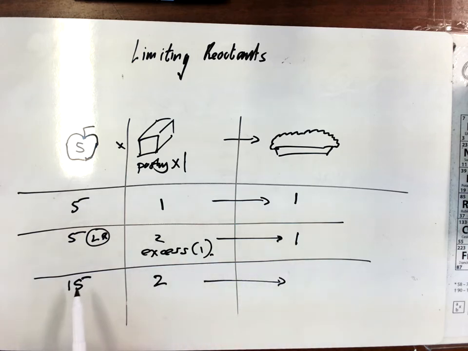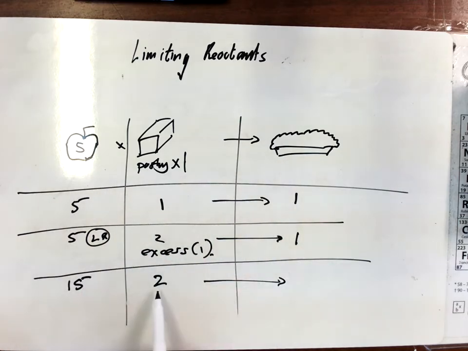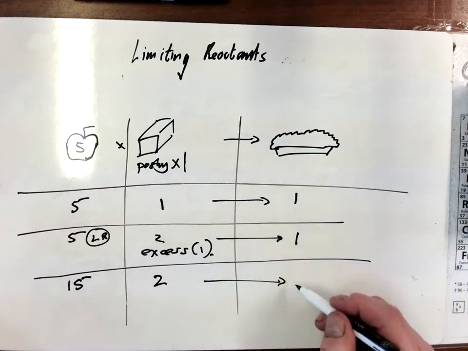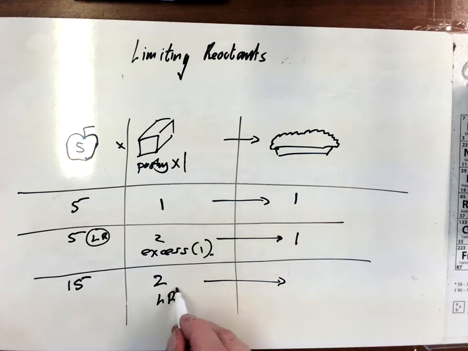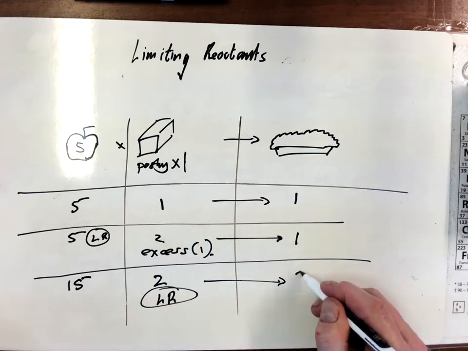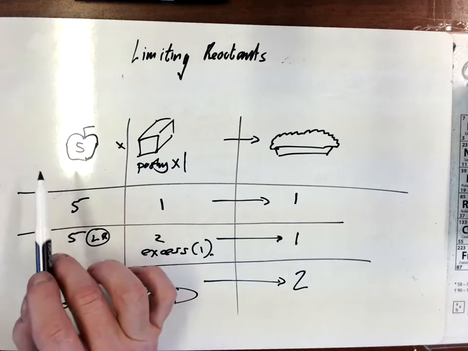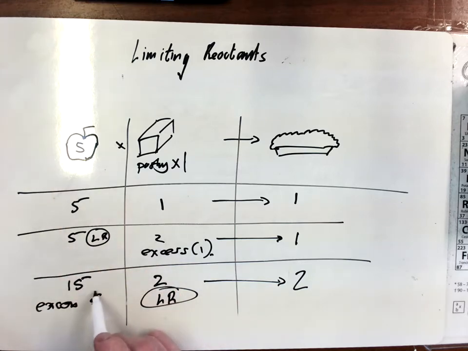Well, I've got enough apples to make 3 pies, but I've only enough pastry to make 2 pies, so this time my limiting reactant is my pastry, and I can only make 2 pies, and my apples are in excess. 2 packets of pastry will require 10 apples, so I've got 5 apples left over, unreacted or unused in the recipe.